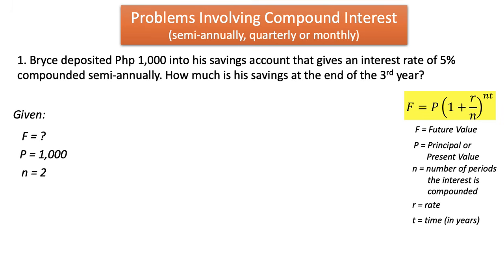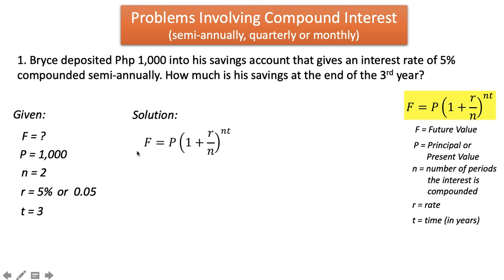6 months. So for example, the money is deposited in January. On the 6th month, which is June, Bryce will receive an interest. Then he will be receiving interest again in December. So it means he will be receiving twice every year. That is why our N here is 2. Then our R is 5%, that is 0.05, and our time is 3, third year.